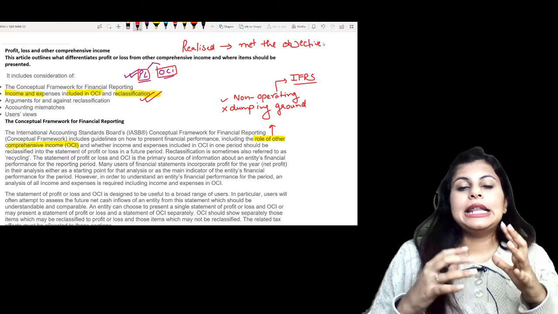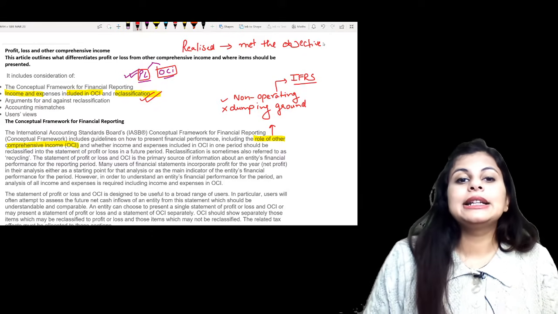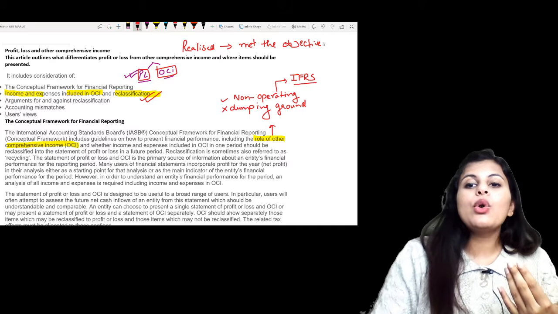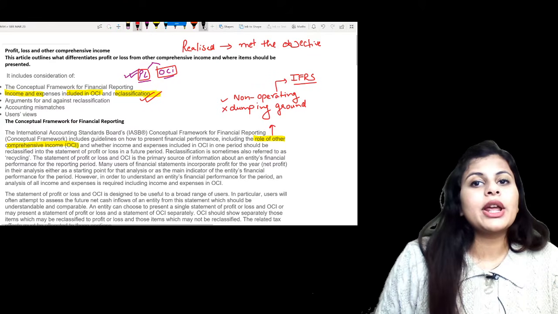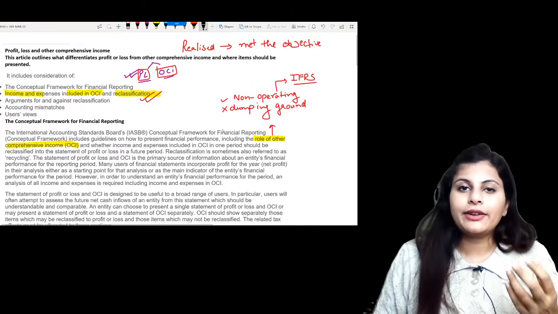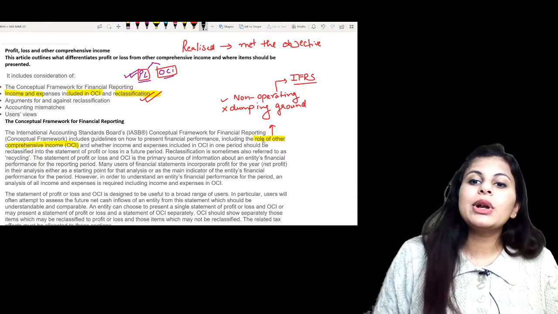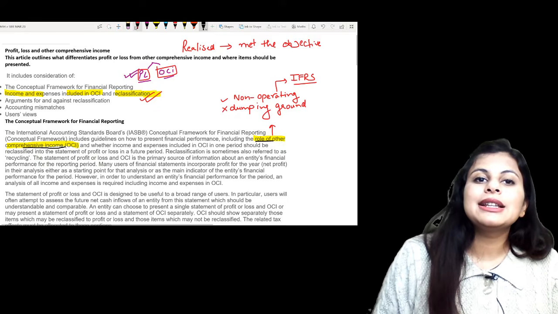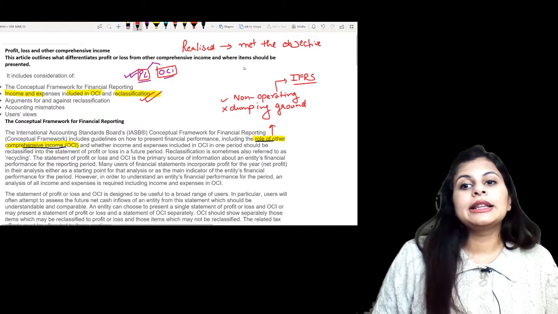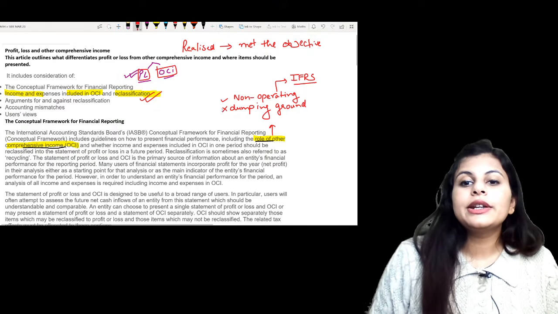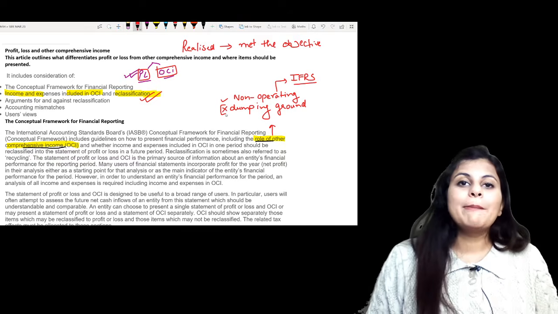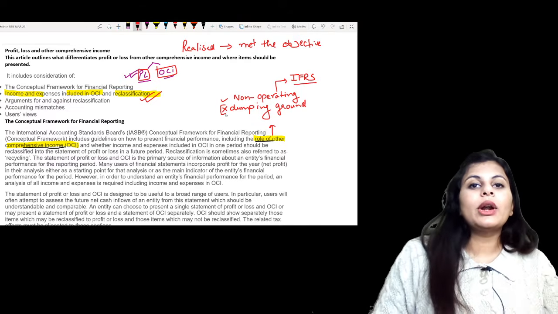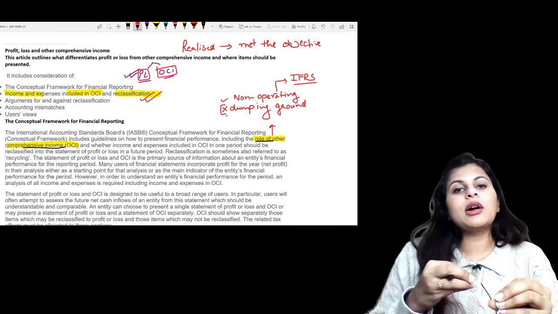Now let's move on to what the role of OCI is. I'll be sharing this document with you. I've highlighted the important points. So what is the role of other comprehensive income? In this technical article, they've mentioned that it is not a dumping ground. Many people believe that whatever is not important, put it in OCI because it comes after P&L.